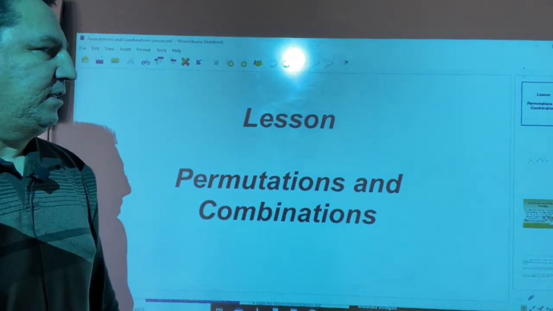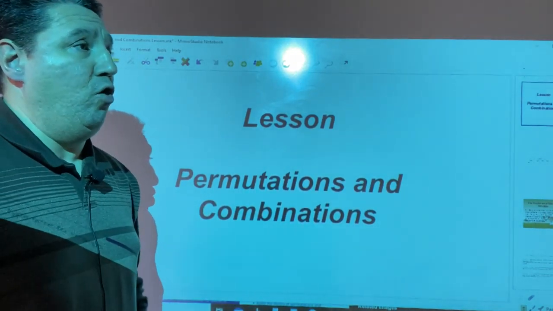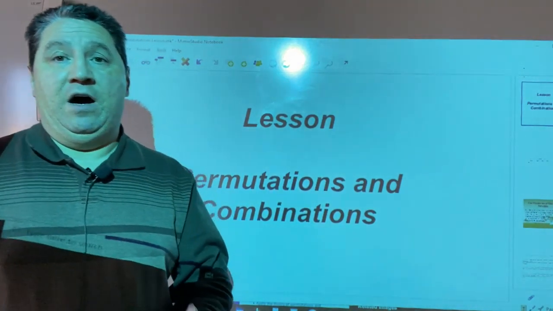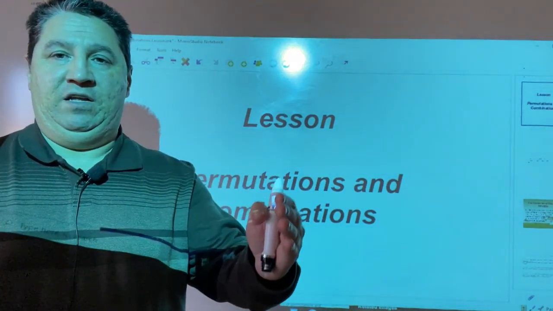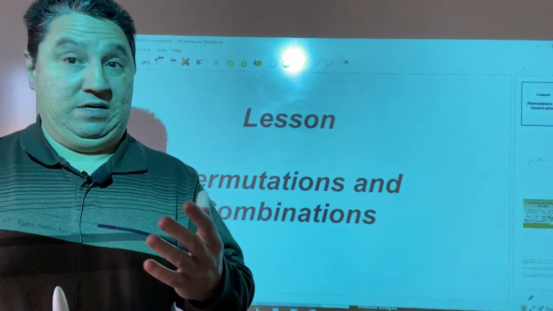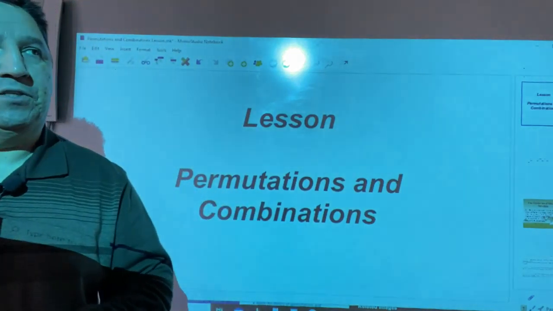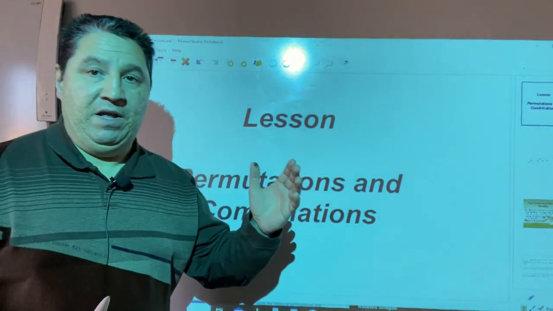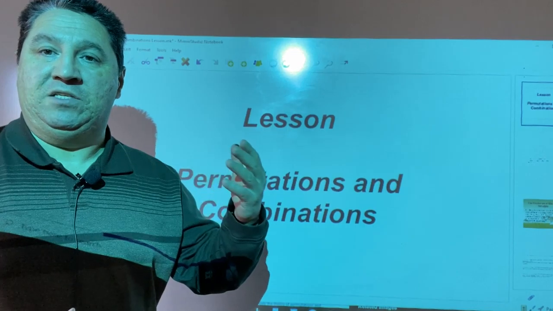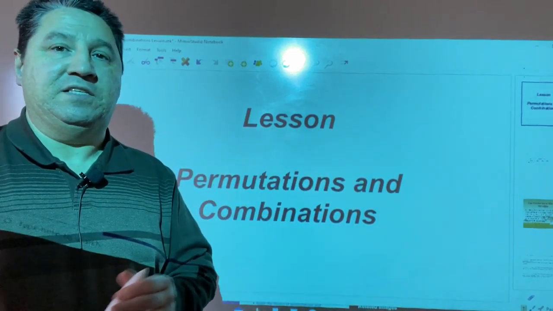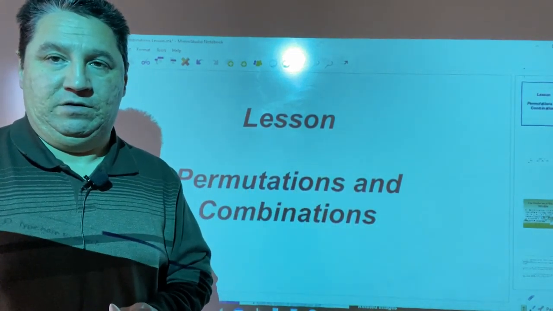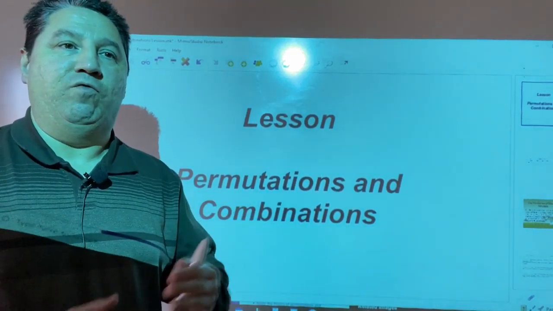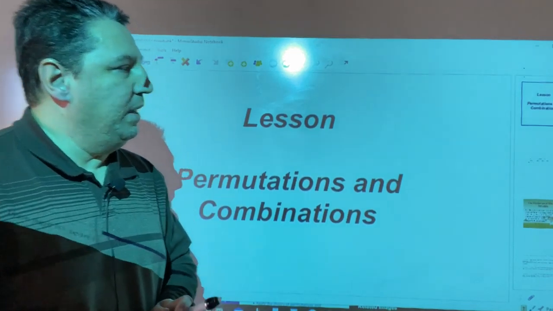Today we'll start a new section called Permutations and Combinations. This lesson will be divided into four parts. The first part is called Fundamental Principle of Counting. The second part is Factorial of a Number, third part Permutations, and fourth part Combinations.